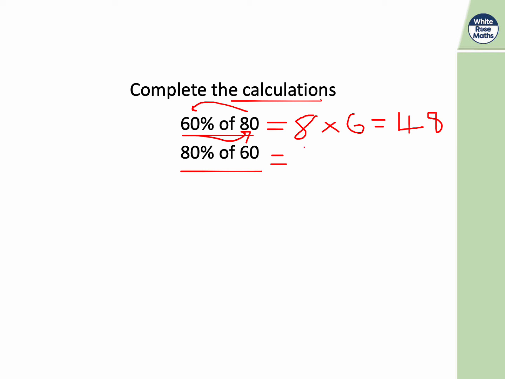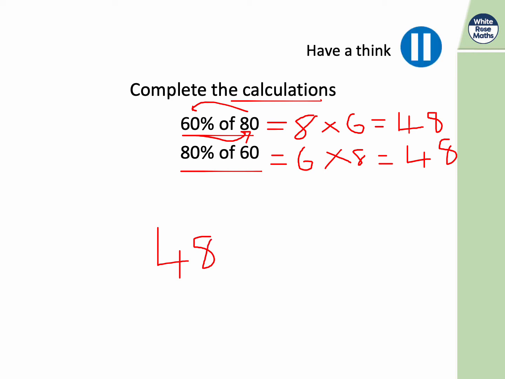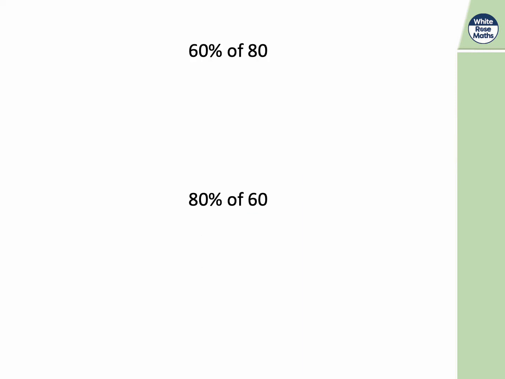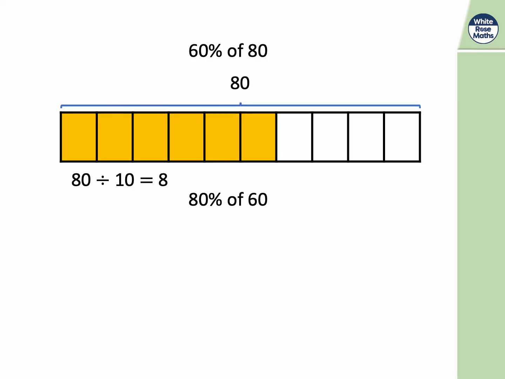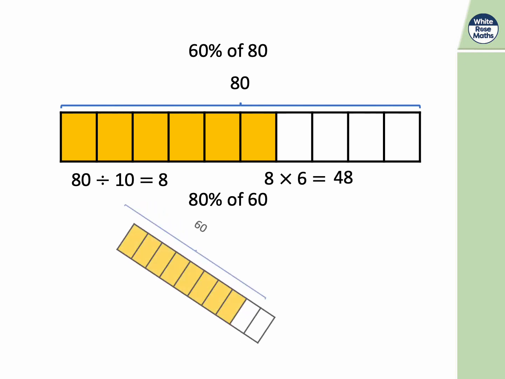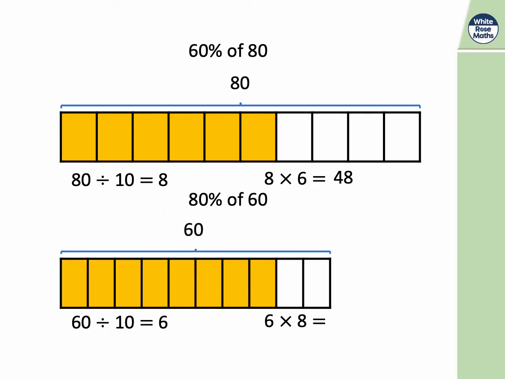10% of 60 is equal to 6. 6 times 8 is the same as doing 8 times 6, so I get the answer of 48. So doing 60% of 80 is the same as doing 80% of 60. So it's a little trick there, guys. What do you notice? The answers are the same. It's giving you the answer there, and then there's your answer there, guys.